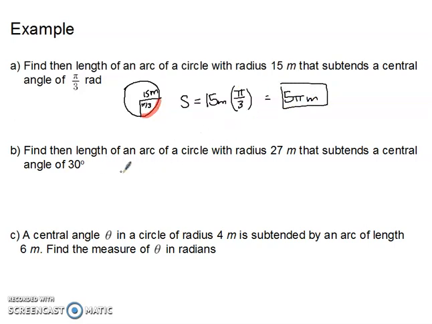In example B, we have a radius of 27 meters, now being subtended by a central angle of 30 degrees. Now this is in degrees. What we need is to convert it to radians. So I'm going to go ahead and ask you to pause the video here and finish B by converting our 30 degrees into radians and then finding the arc length and then moving on to C.